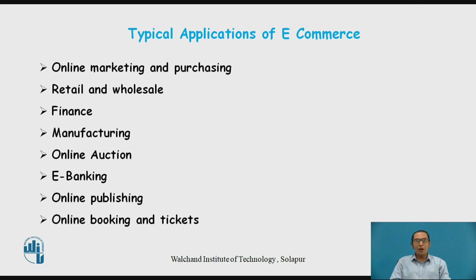Then there can be online publishing. The books are being published online, along with the print copy. The books are now available in electronic form. Kindle is one of the best applications for that, and that is called online publication.